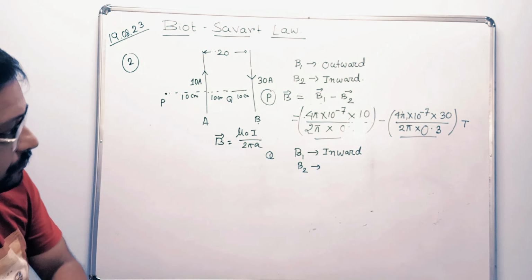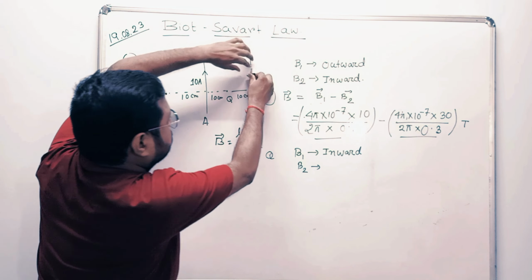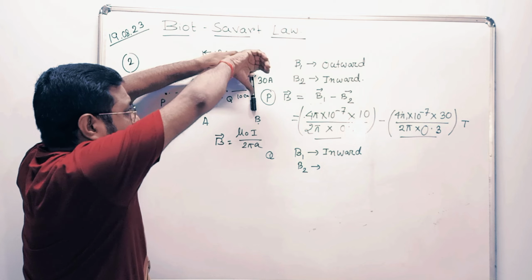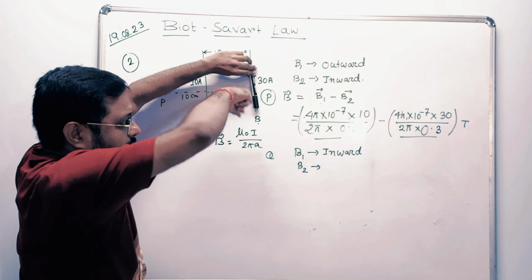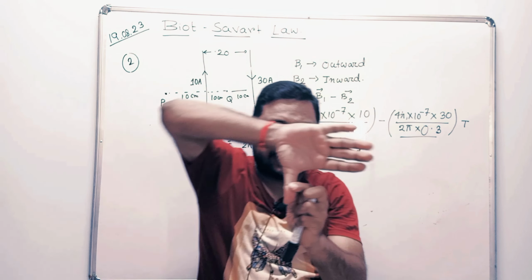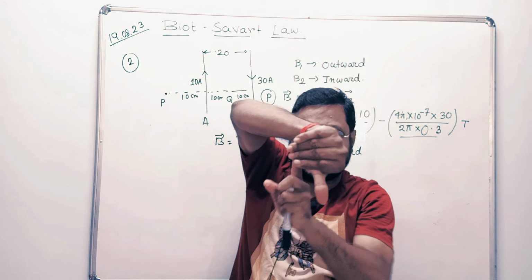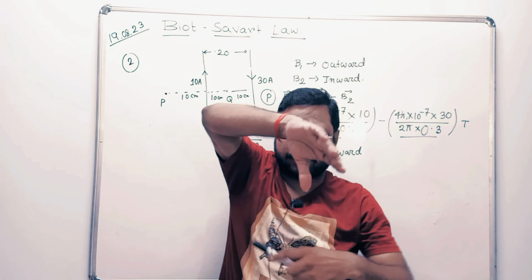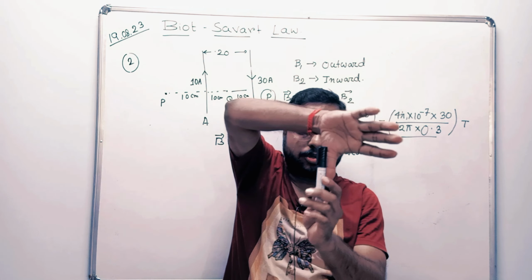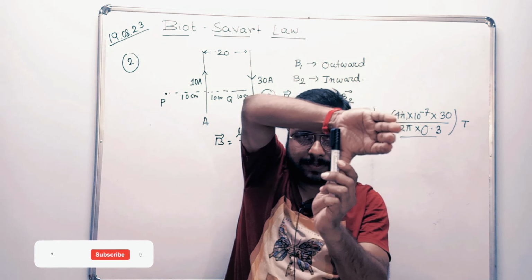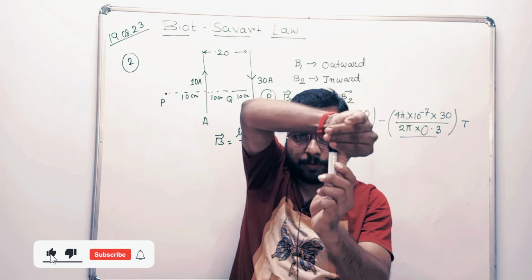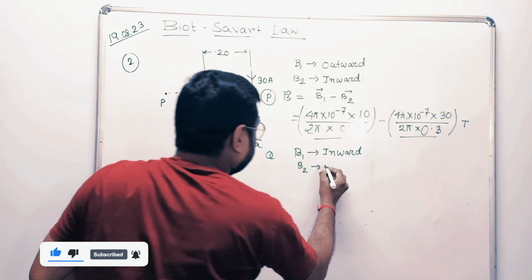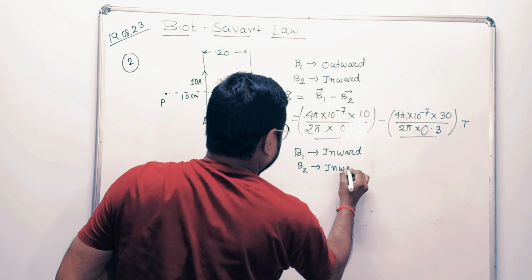Understood? Like this. At point Q, the direction is toward me. Suppose this is the Q point, and this is the direction of current. Now at point Q the direction is inward. So in both cases, the direction is inward.